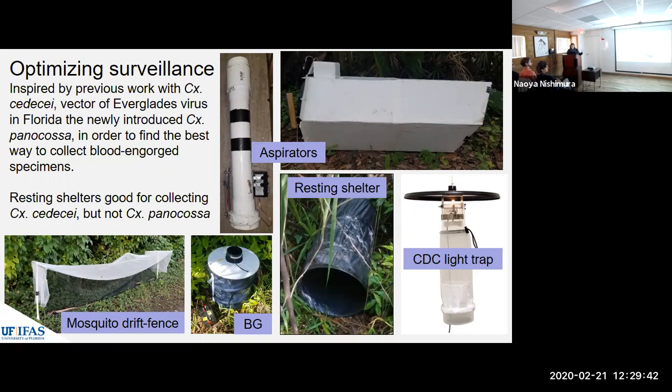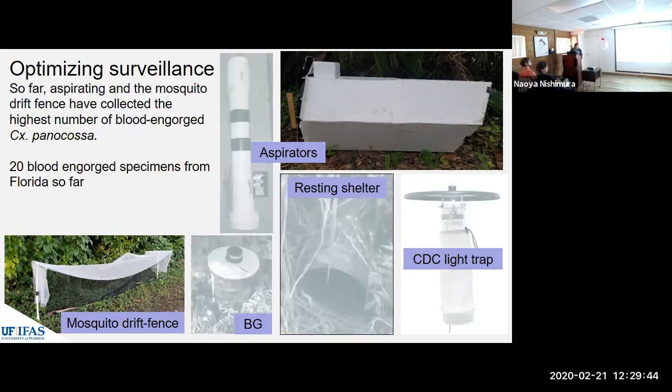Just a real quick overview of some of my results so far indicate that aspirators might be very important for collecting blood engorged specimens of the species. And I've even caught some in our mosquito drift nets as well. I'll be talking a little bit more about my results from this study, probably at the Byler Symposium. So that's all I have for today.